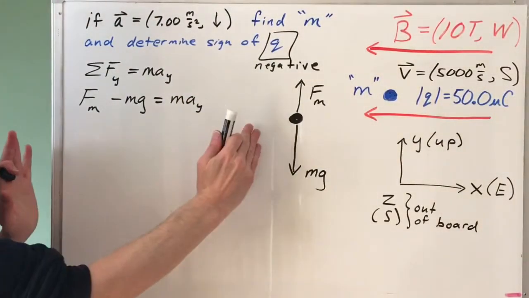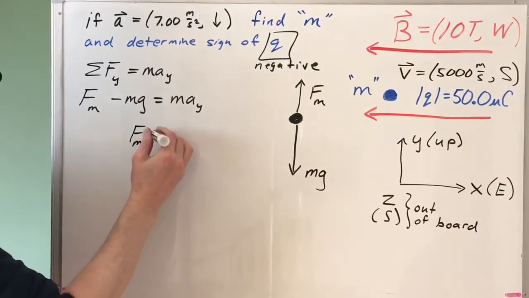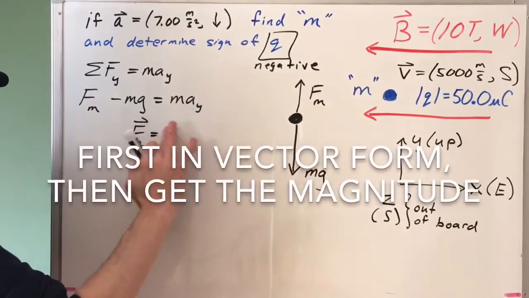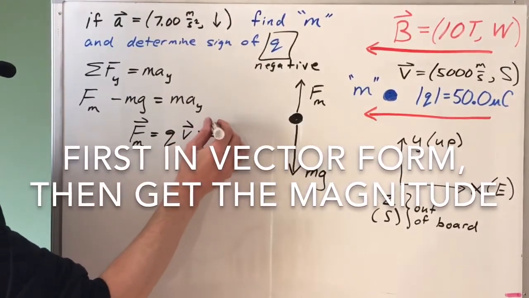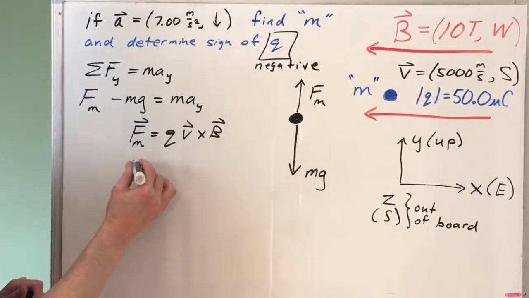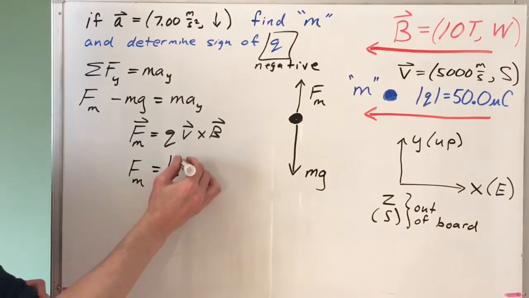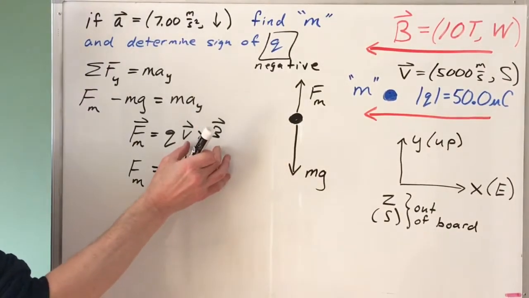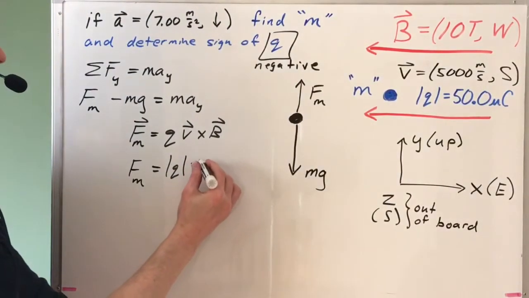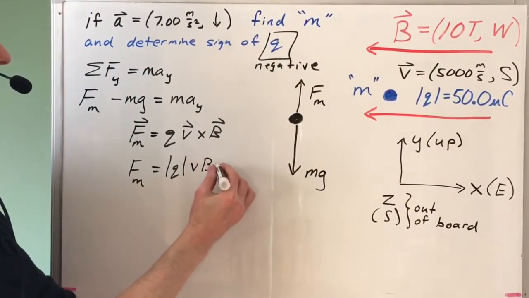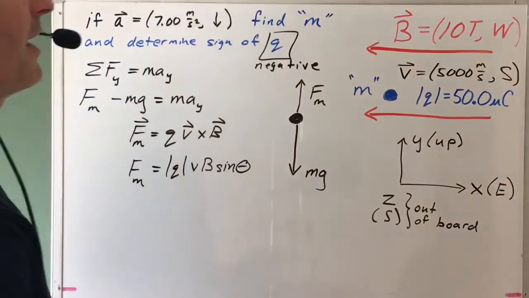All right, let's figure out F sub m. I'm going to write that here temporarily and then erase it. F sub m, that's going to be Q V cross B. Now if I want to get the magnitude of that, F sub m, I take the absolute value of the leading scalar, and I have to take the magnitude of V cross B. That'll be magnitude of the first vector, magnitude of the second vector, sine of the angle between them. Let's figure out that angle.